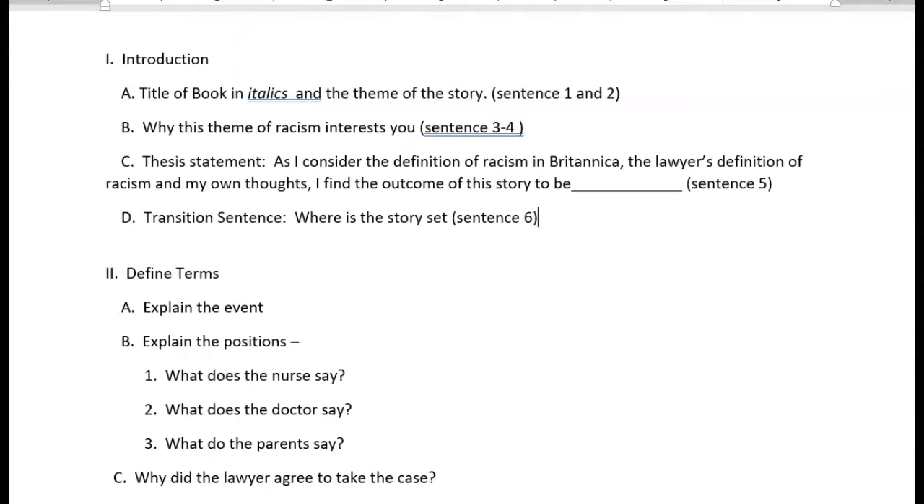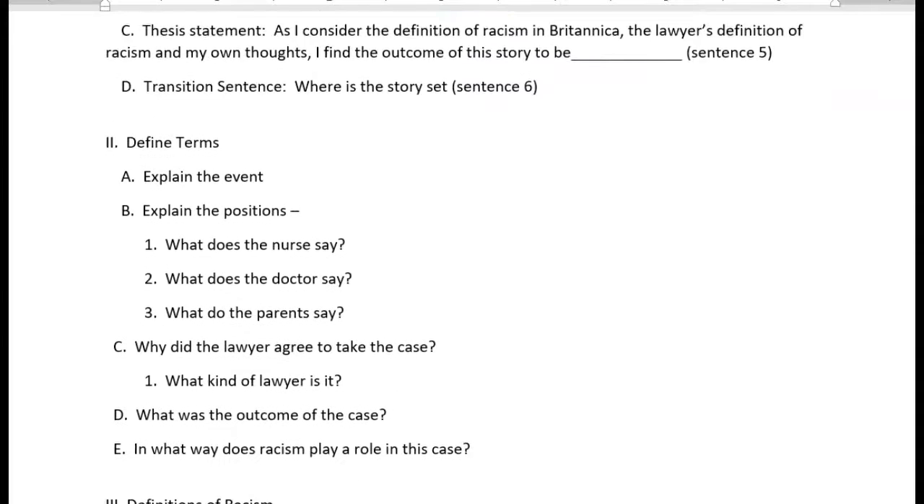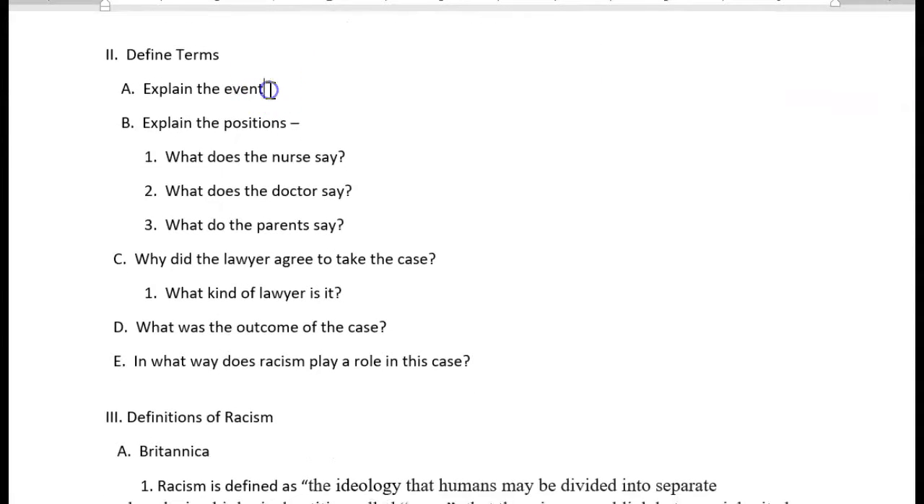Okay, now the transition sentence, you're going to be telling me what happened in this story. I've never read the book before. I have no idea. Now, what you're going to do is explain the event, and that's going to be the facts of the story. Explain the positions after what happened. What did the nurse say? What did the doctor say? What did the parents say?